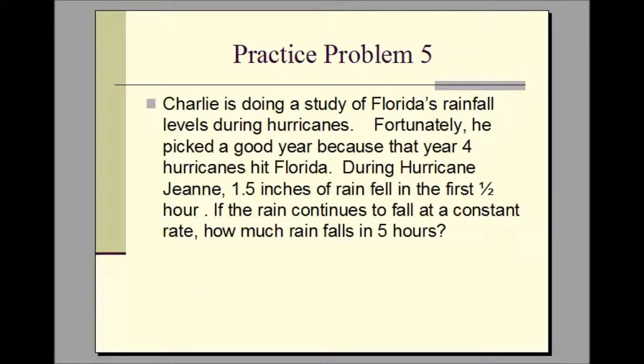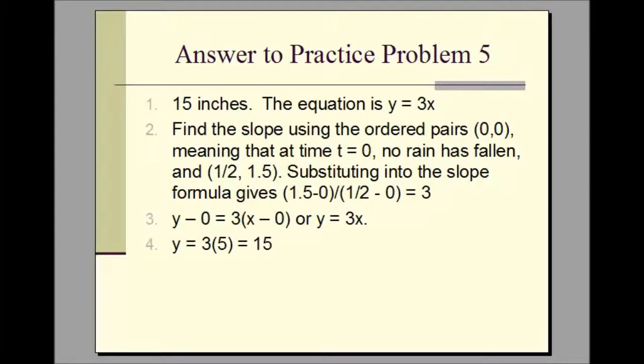Practice problem 5. Charlie is doing a study of Florida's rainfall during hurricanes. Fortunately, he picked a good year because that year 4 hurricanes hit Florida. During Hurricane Jeanne, 1.5 inches fell during the first 1/2 hour. If the rain continues to fall at a constant rate, how much rain falls in 5 hours? The answer to practice problem 5 is 15 inches, and we're using the equation y equals 3x.